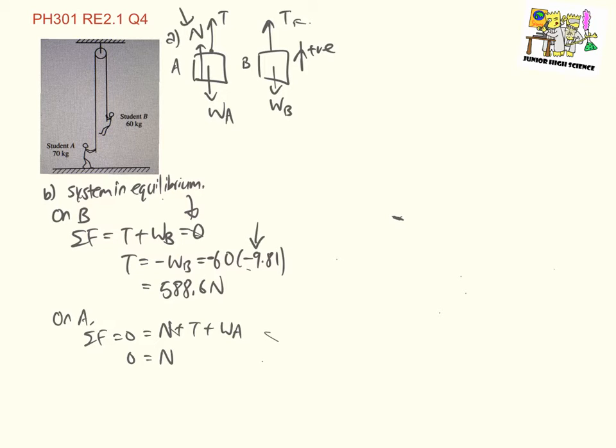Now tension, we realize that student A and student B are connected by one single rope, and the tension force in that one single rope must be the same throughout the rope. If some parts of the rope had higher tension, then the rope would tend to snap or break. We don't see that happening, so therefore the tension force in the rope is the same. So I can now put tension force as what I found previously to be 588.6 newtons, and the weight of student A, which is a 70 kilogram student with downwards g value of negative 9.81.